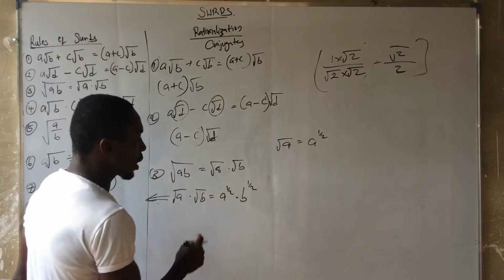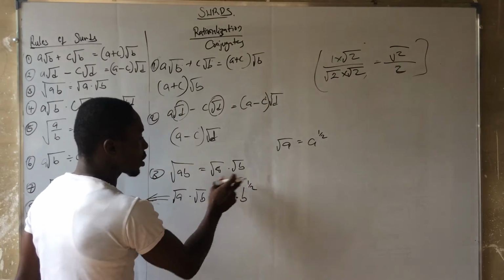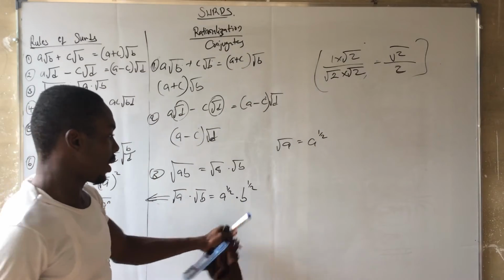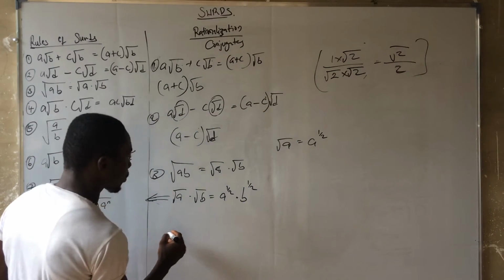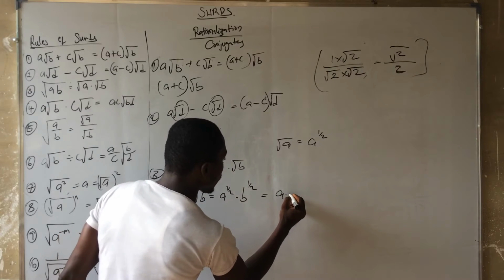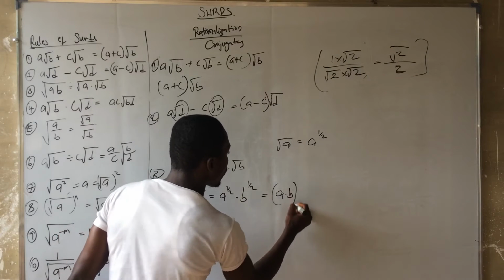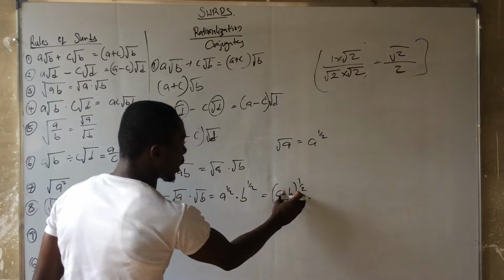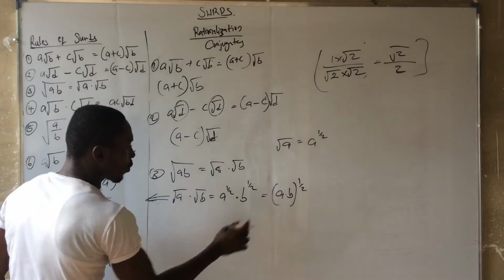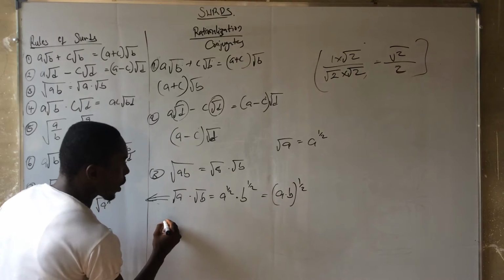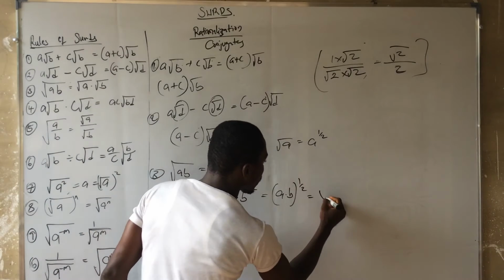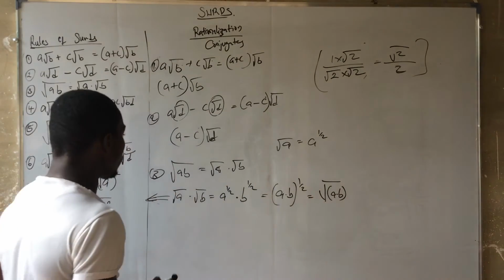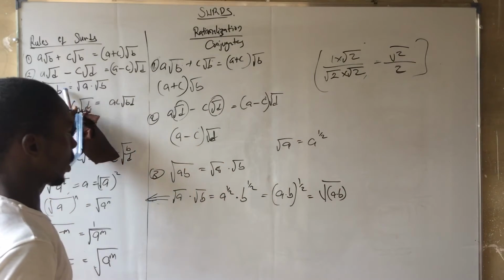So what am I going to do next? Since they have the same powers, I'm going to multiply the base. Now I'm going to say that this is equal to A multiplied by B, all raised to the power 1 over 2. And since I put the two of them in bracket, I can now take the common square root of this number. I will now say this is equal to the square root of AB, and that is what we have here.